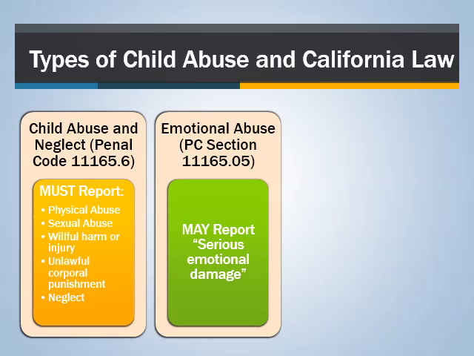What else to know about California law? There is a neglect code and an abuse and neglect code, and that has what we just discussed in it. Now there's also a separate code for emotional abuse, and this is a may report, but it's up to you.